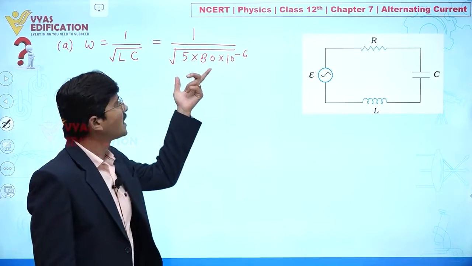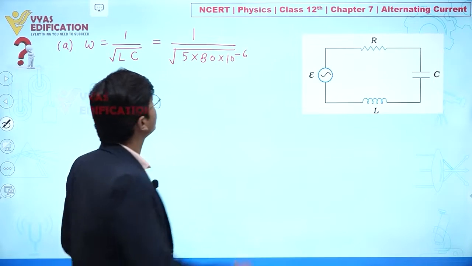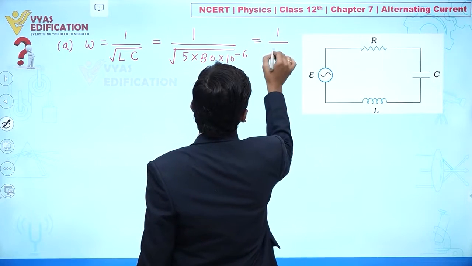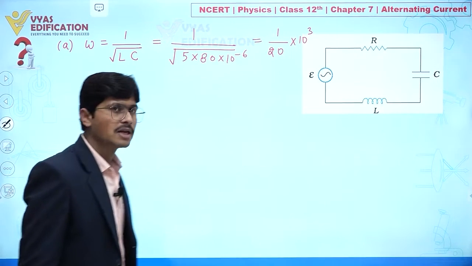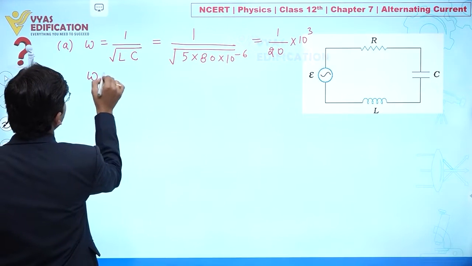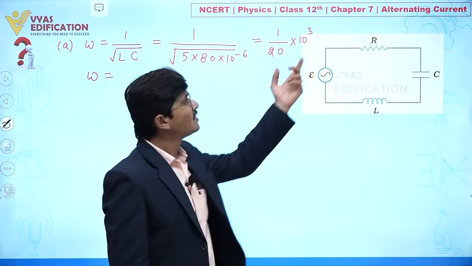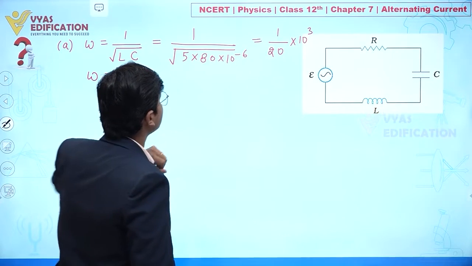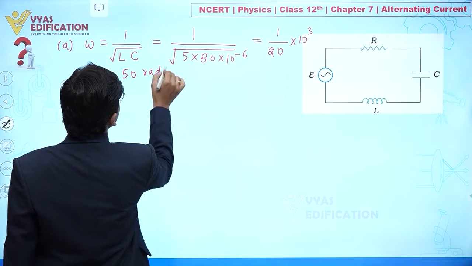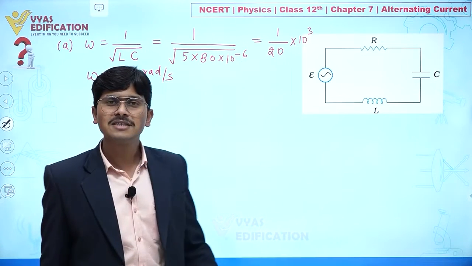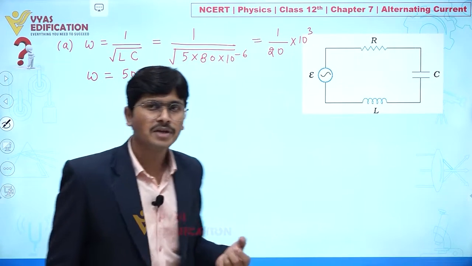From here you can say 5 multiply 80, 400. So we are getting in denominator, that is 1 by 20, and I can say this is 10 to the power 3, clear. So now I can say omega is given by what? 10 to the power 3 divided by 20. So I can say this is equal to 50 radian per second, clear. So this is the answer of resonant frequency, clear to you?